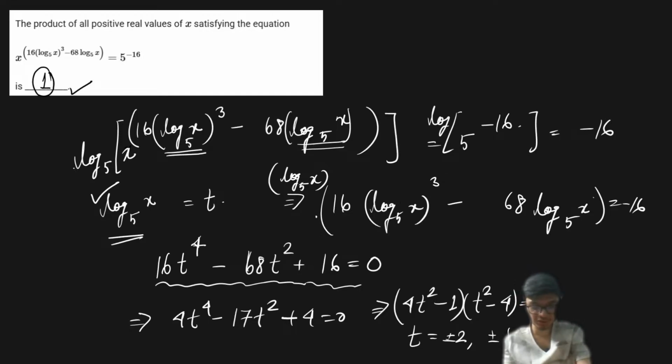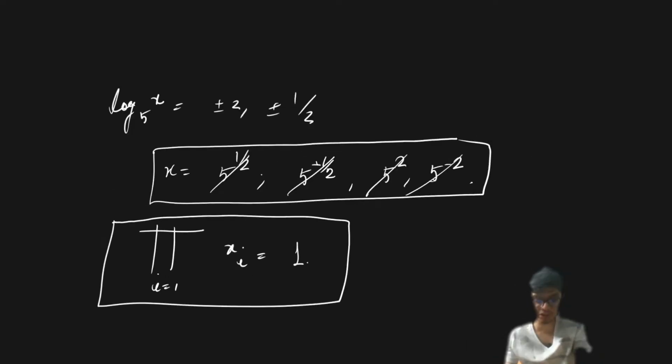So from this result, you have the possible solutions of x as follows, and the product of all the possible real values of x is equal to 1. I am assuming this part is clear to all of you, and with this, let's move to the next problem.